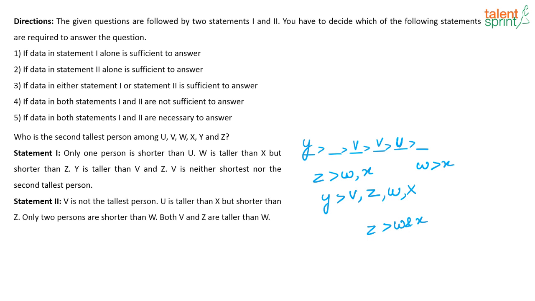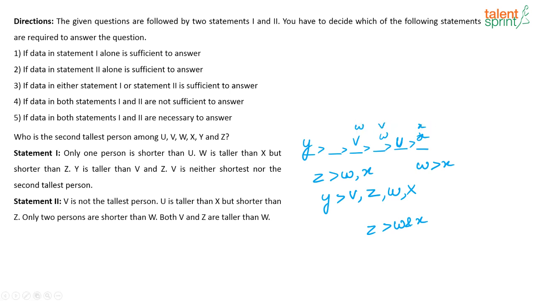So where will Z come? See, one of this place is occupied by V. Let me say this place is occupied by V. Z is definitely taller than W and X. So W and X have to come here or here. Or similarly, if I put V here, W and X will come here. Whichever way, like this, WX. Either it will be VWX like this or it will be WVX.